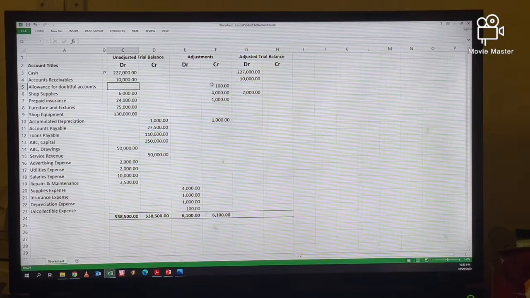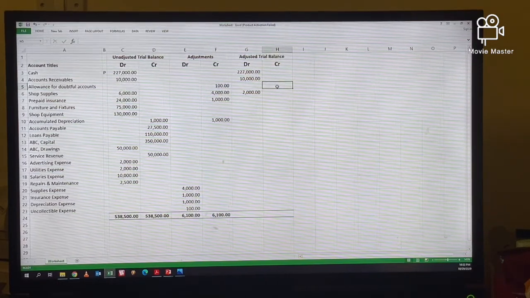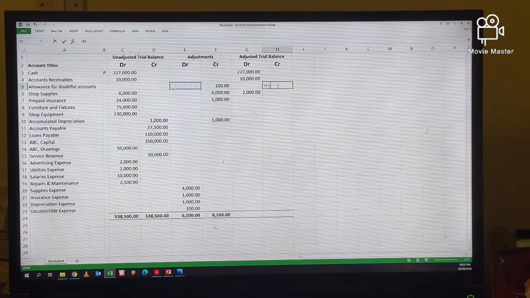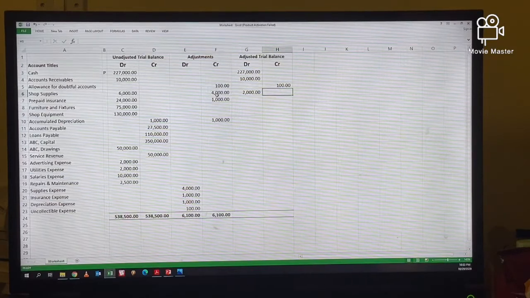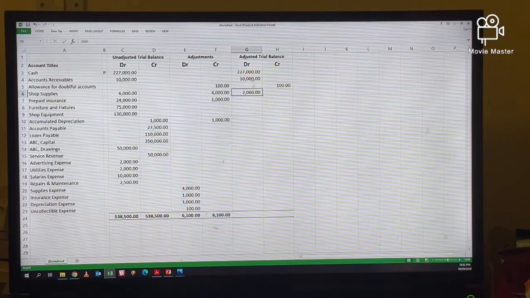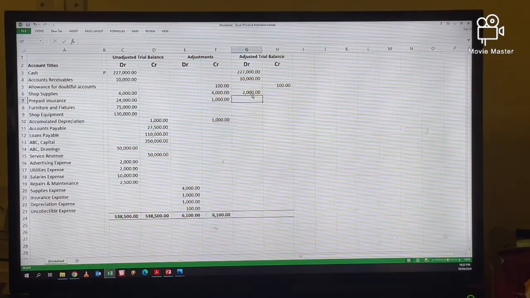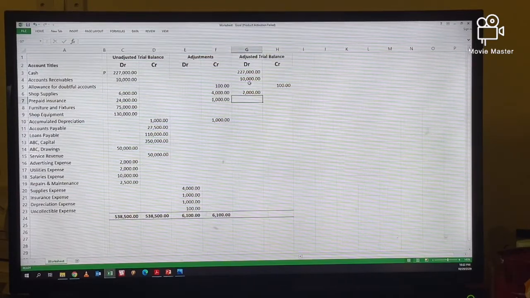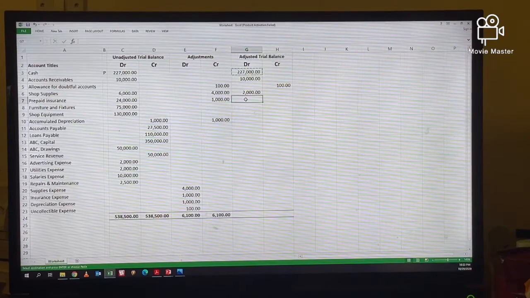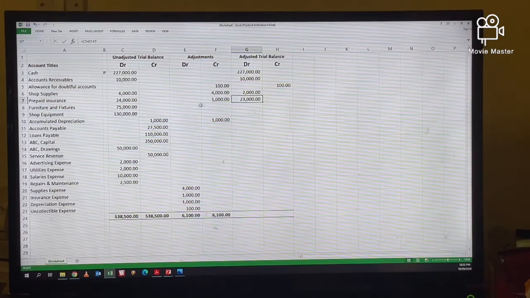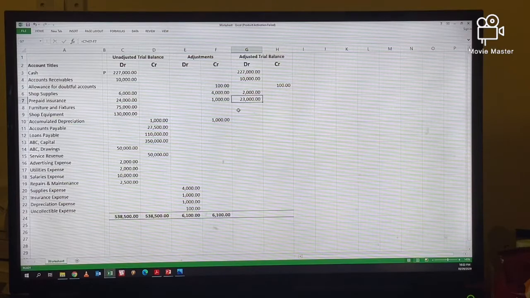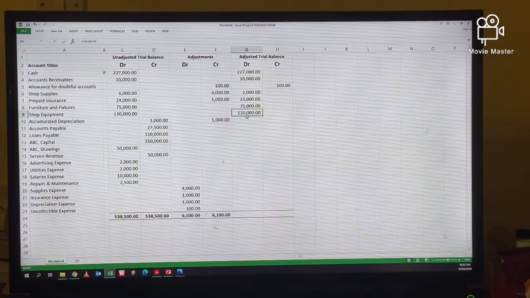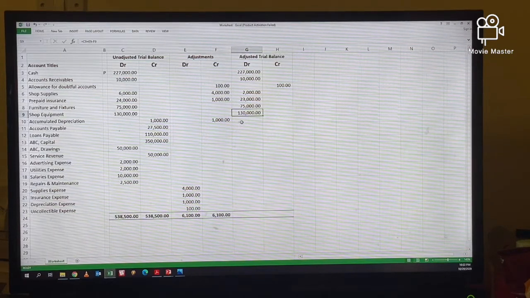Now, allowance for doubtful accounts, nagkaroon ka ng credit na 100. Then, shop supplies, okay na yan. Sinabi niya sa'yo, 2,000 na lang siya. Prepaid insurance naman, nabawasan ka ng 1,000. So, 24 minus 1, that's 23,000. Ang furniture and fixtures, wala tayong adjustment. Same with the cost of our shop equipment.